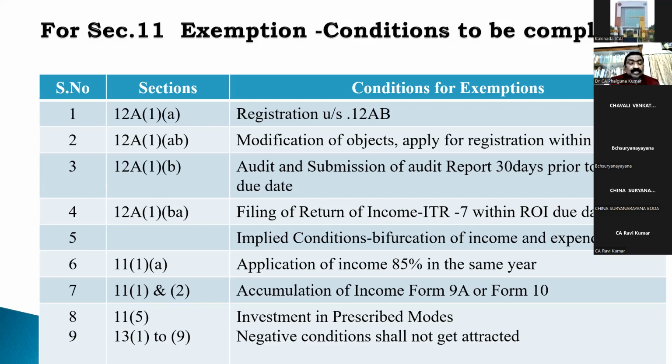So maintenance of books of accounts and getting the audit filed within the time, audit reports, all these conditions are there. 13(10) gives what is taxable income and how to compute the income after these negative conditions prevail; that is given in 13(10) this year.